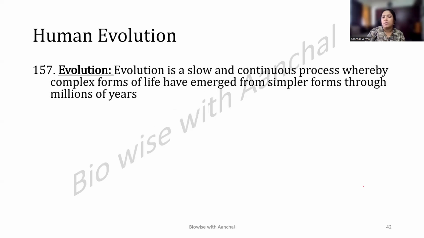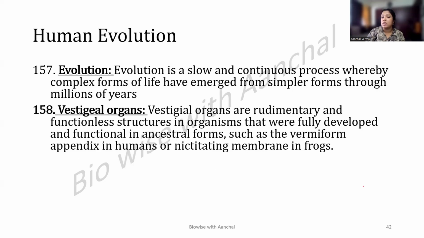In the evolution chapter, the important definition: what is evolution? Evolution is a slow, continuous process whereby complex forms of life have emerged from simpler forms through millions of years. Vestigial organs are rudimentary, rudimentary meaning not in use, leftover you can say, and functional structures in organisms that were fully developed and functional in ancestral forms, such as the vermiform appendix in human or the nictitating membrane in frog and even in human.